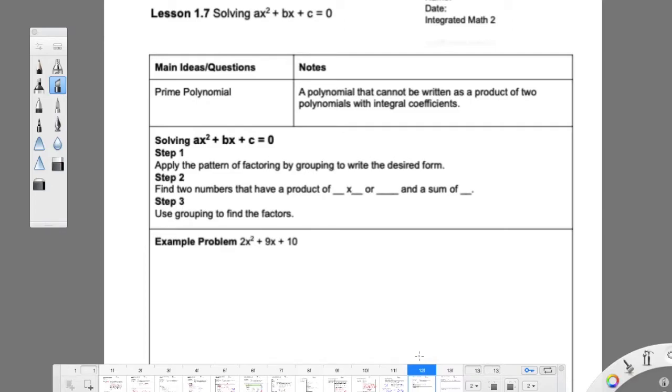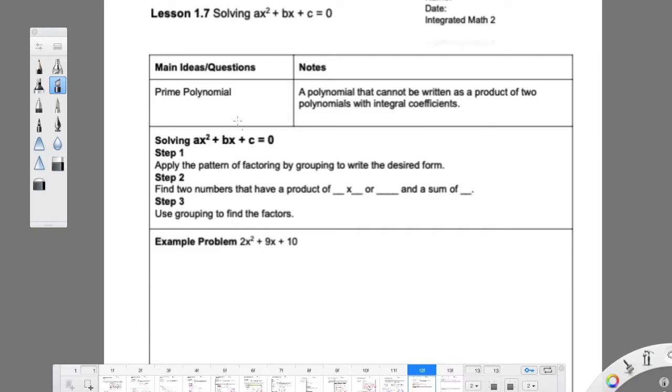Okay, so this is Chapter 1, Section 7 for IM2, and this is solving an equation in the form ax squared plus bx plus c equals 0. So now we're going to have a number coefficient out in front. Like I said in the last video, it changes just a little bit, but we still go through the same idea here.